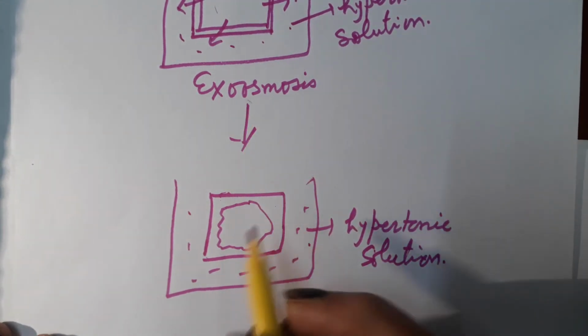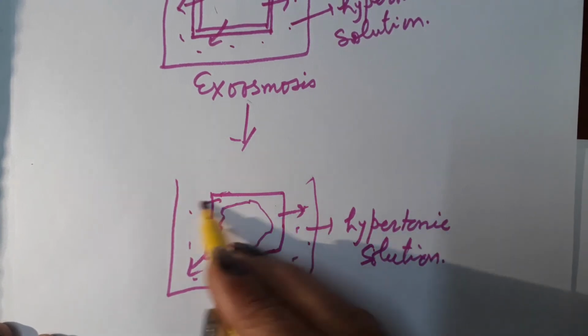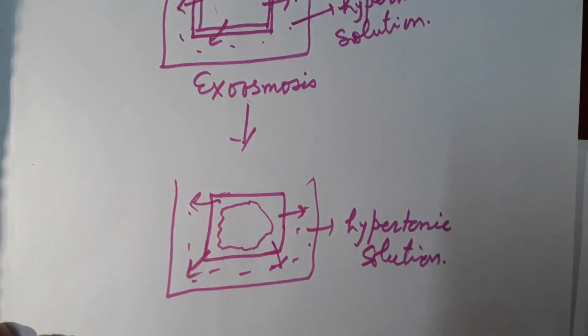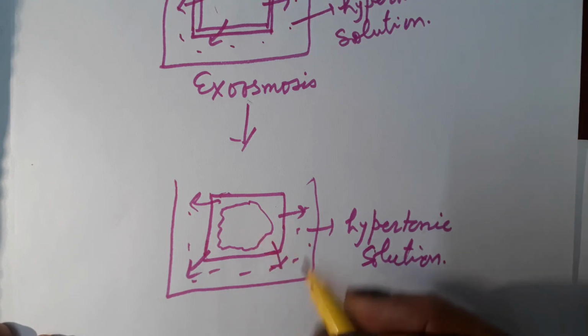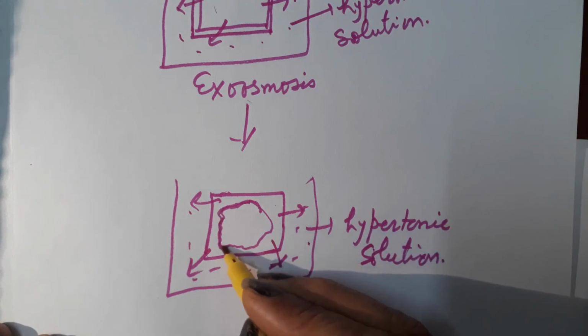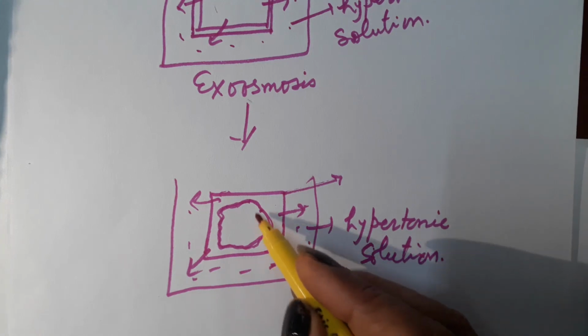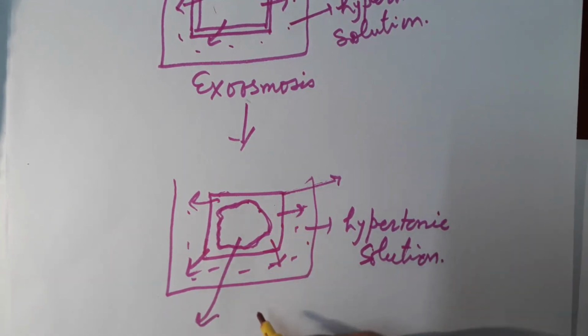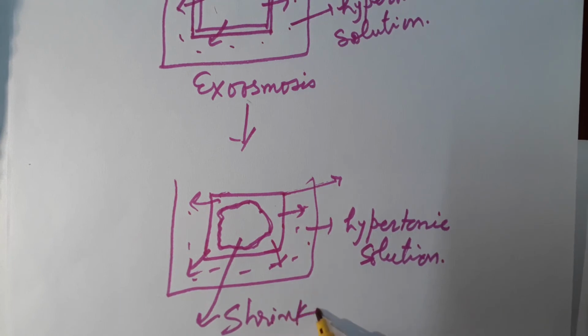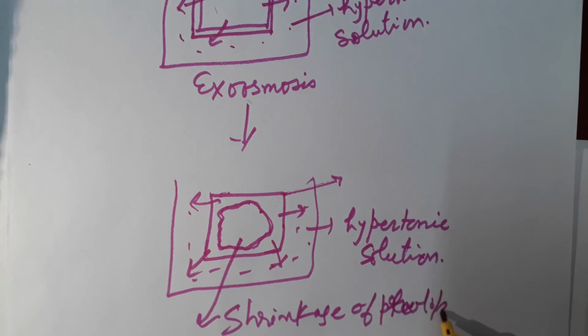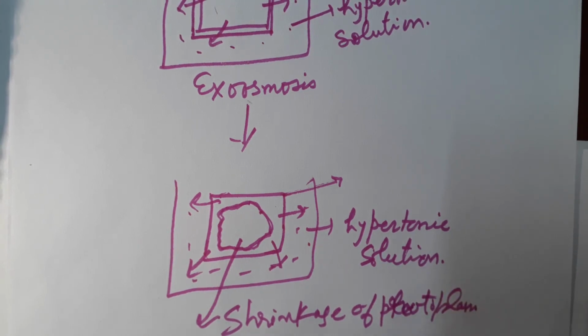Exosmosis takes place. Water comes out from the cell into the outer hypertonic solution due to the difference in the ionic concentration. So the cell starts losing water and shrinkage of the protoplasm takes place. The cell wall being rigid does not leave its position, but there is shrinkage of the protoplasm. This is called plasmolysis.